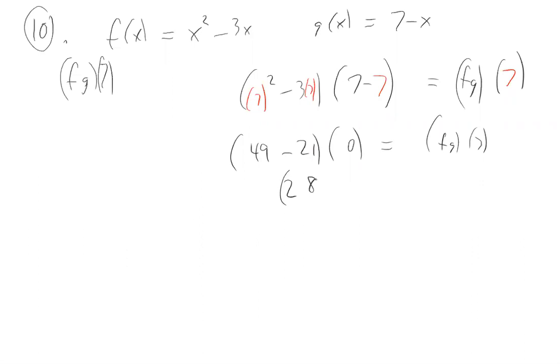So you have 28 times 0. Now what's 28 times 0? It's just 0, right? So that just equals 0. So f of g of 7 is just equal to 0 for my problem. So on your problem, it might be a little bit different, possibly.